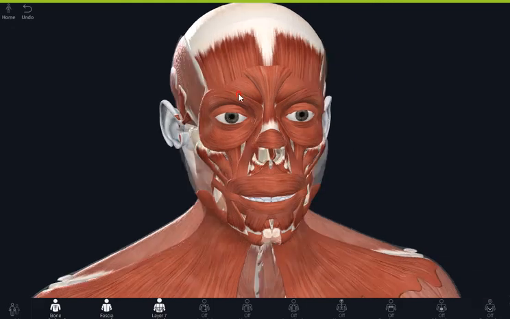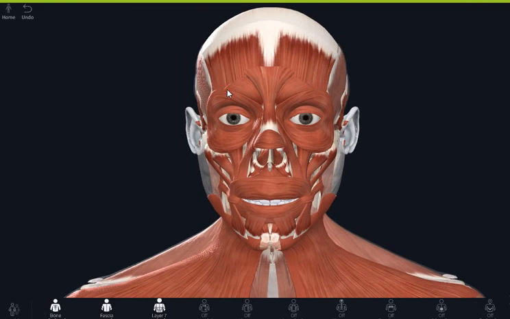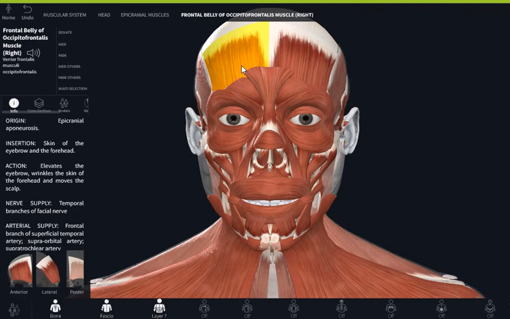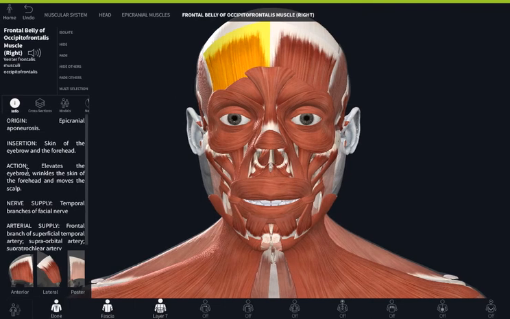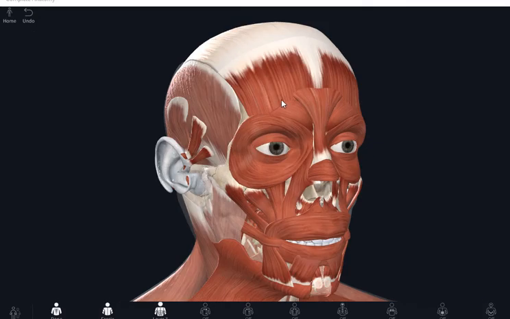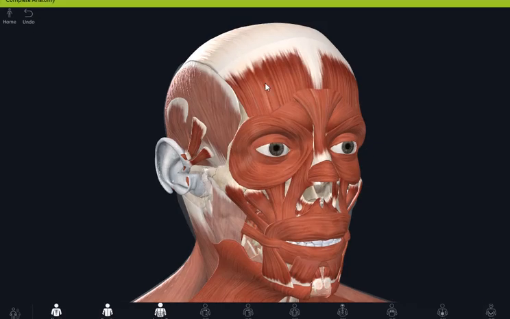So now let's see again the muscles of the head. Point number one: this muscle here is the frontalis muscle. So we have the frontal belly of the muscle. The action is to elevate the eyebrow. So we can see the action of the muscle here.